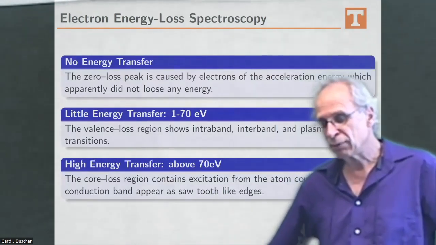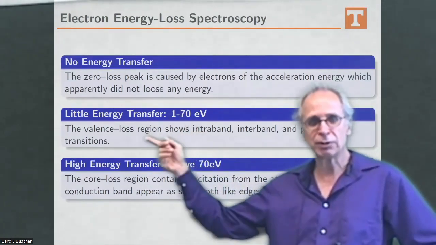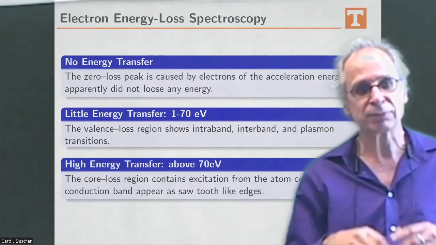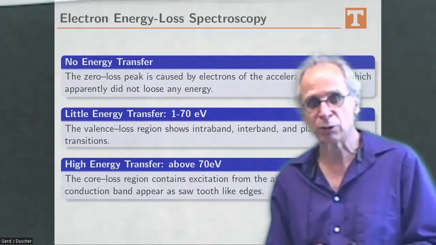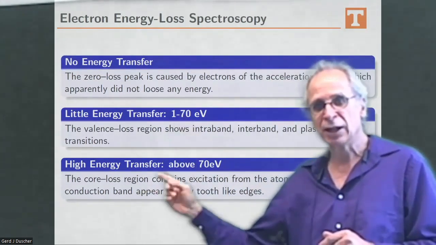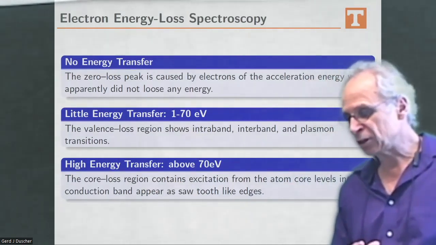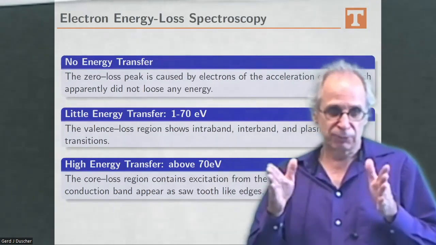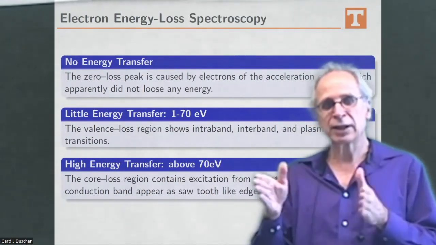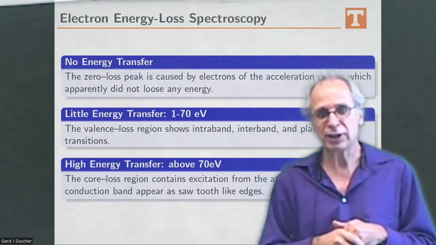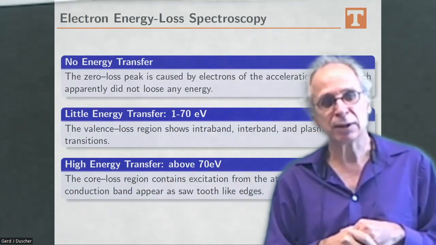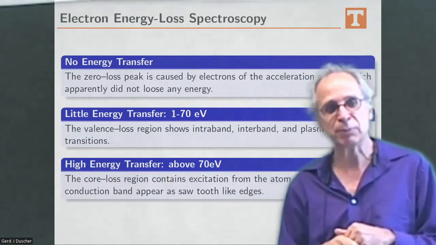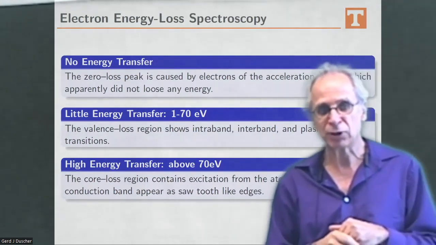So again, we have no energy transfer, we have little energy transfer, that is the low loss region. So if somebody talks about low loss, and you know now what it is, and the high energy transfers. So this is really not very clear cut. 50, 70 eV is a ballpark number. So it depends highly on what kind of material you have.